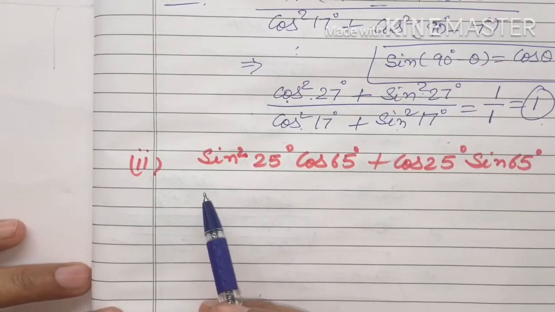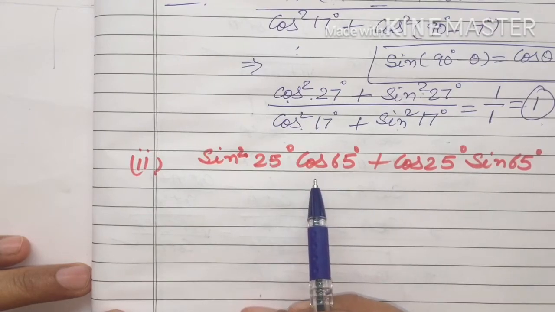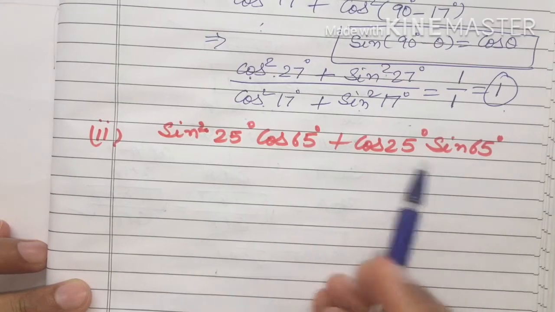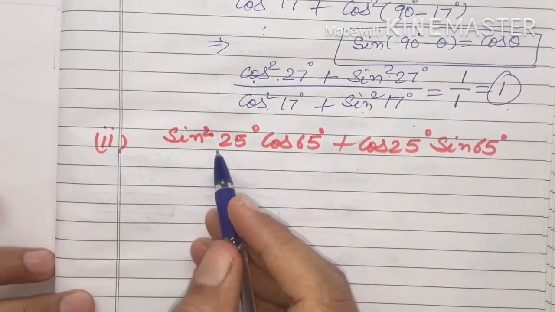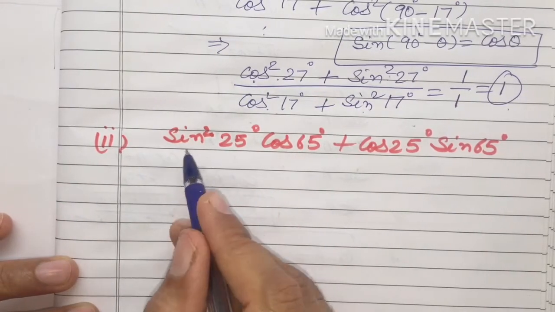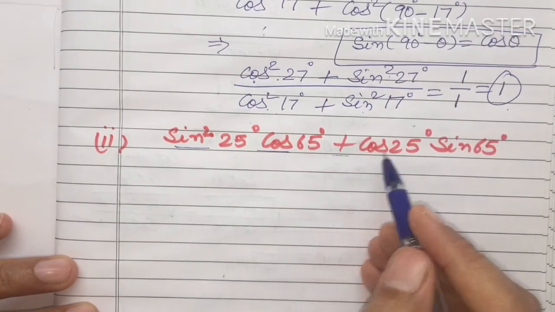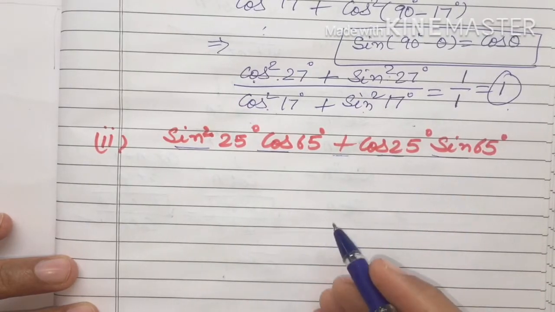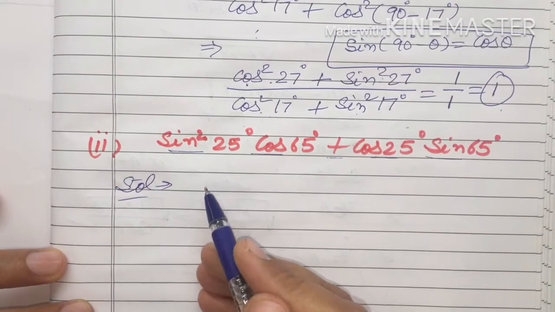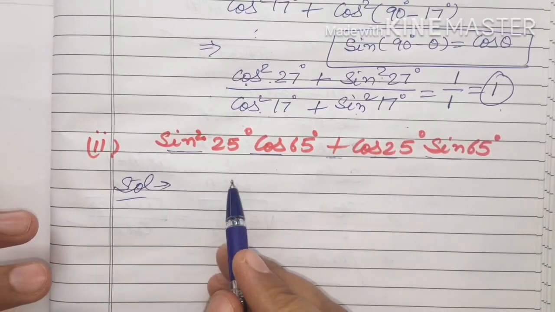Question number 3, exercise 8.3, second part. Sine 25 degree cos 65 degree plus cos 25 degree sine 65 degree. Whenever we want to solve any question, we should think about which property, which identity we can use in this question. So one sine and one cos is there in the first part, and plus, after that one cos and one sine. To solve that, we have to make some identity like sine square theta plus cos square theta we can use, but for that two sines, meaning sine square, should be there.